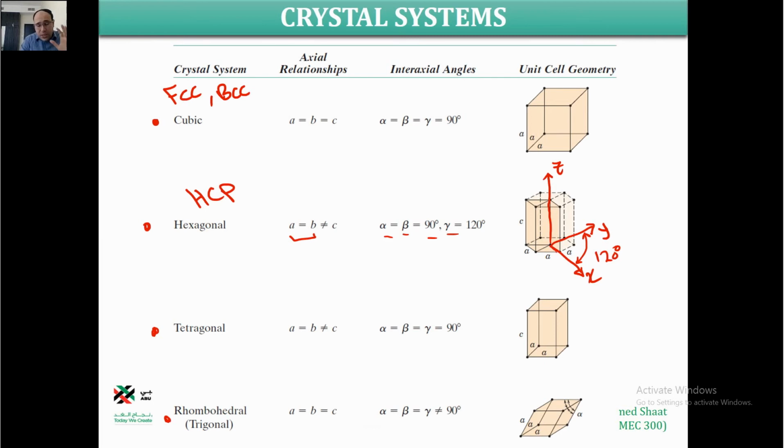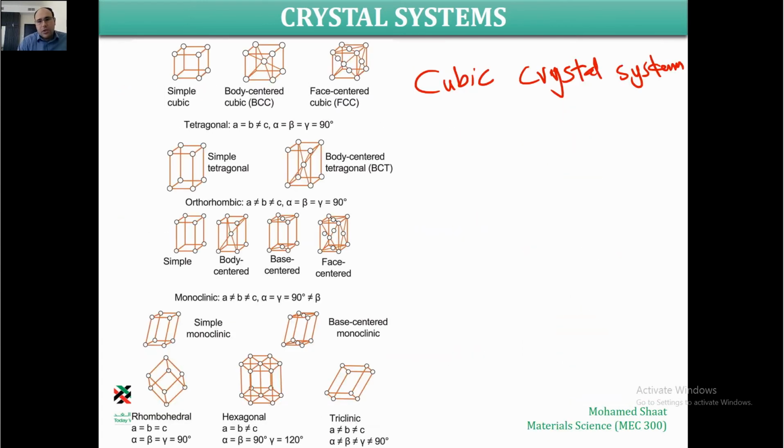These are the 7 possibilities of arranging these 6 parameters, the side edges A, B, and C, and the angles alpha, beta, and gamma, to form the crystal system. As we mentioned, every one of these crystal systems contains a set of different crystal structures, like the cubic crystal system has 3.